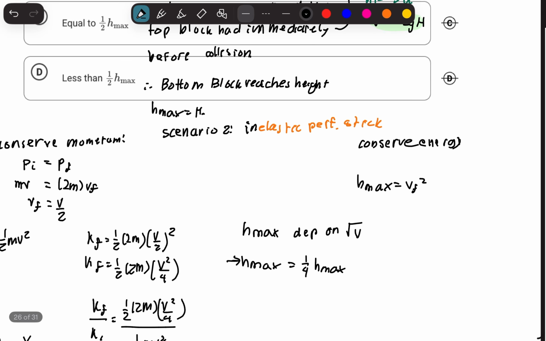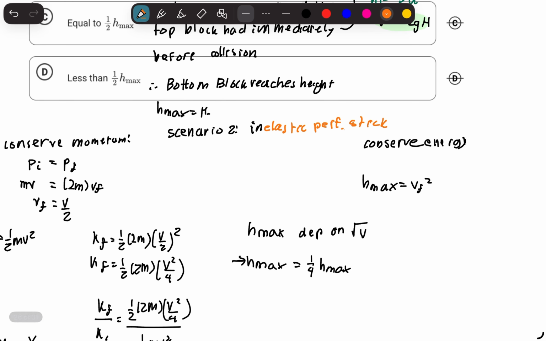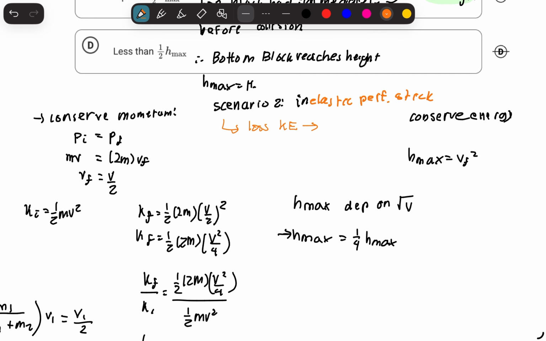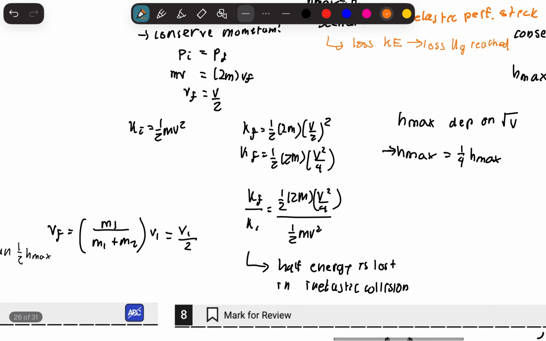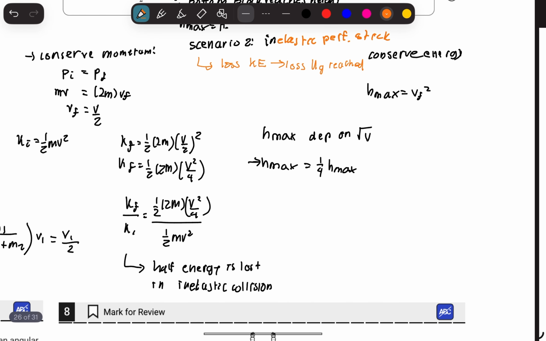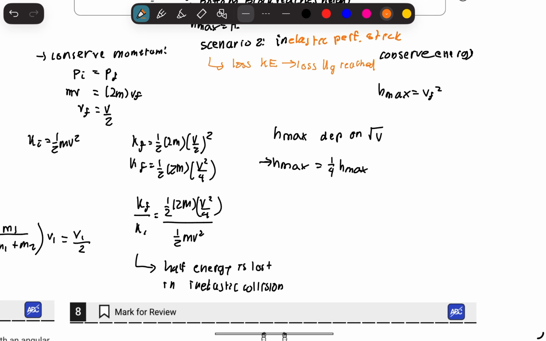So overall, you need to remember that we had a perfectly inelastic collision, and in these types of collisions, you have a loss of kinetic energy. If you have a loss of kinetic energy, that will mean there is going to be a loss of UG that's reached because there is no friction. Whatever you have as your kinetic energy will be converted into your potential energy. But if you had less kinetic energy to begin with, you have less potential energy that you'll reach. So because we doubled our mass and there was energy loss, the height becomes 1/4 of the original.